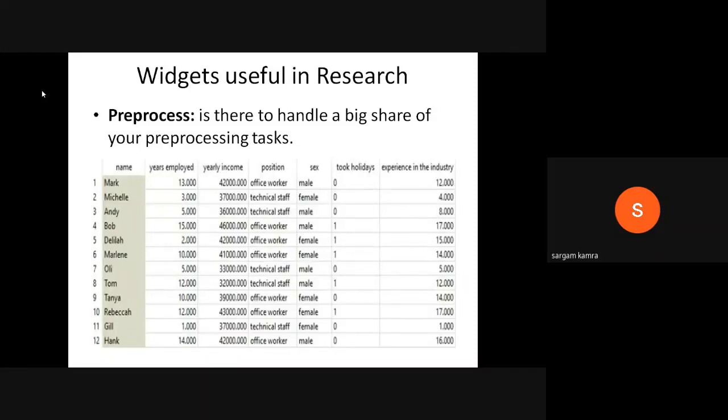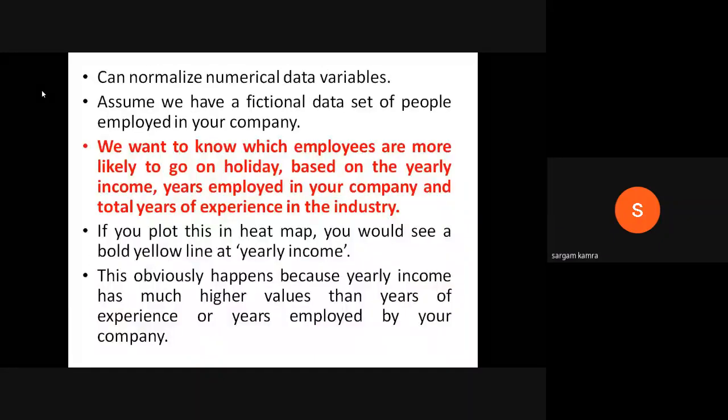Just see this person number 11, Gil. Sanjay ji, you can see here, Gil has years employed 1, and his salary is 37,000. And see the topmost person, Mark, has experience 13 and yearly income is 42,000. We need to normalize the numerical data variables.